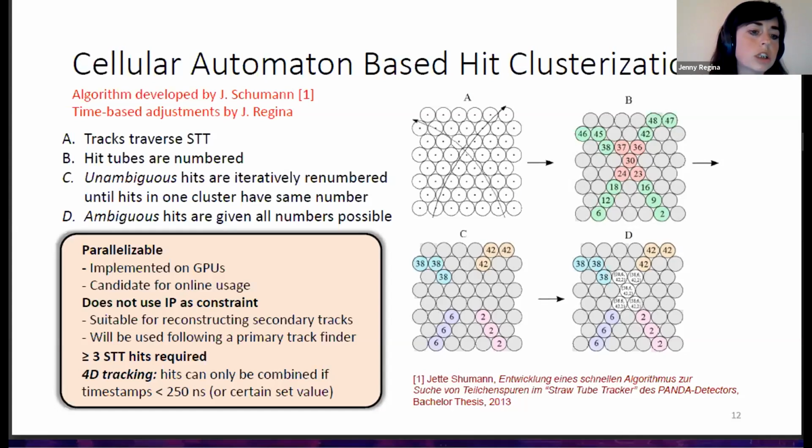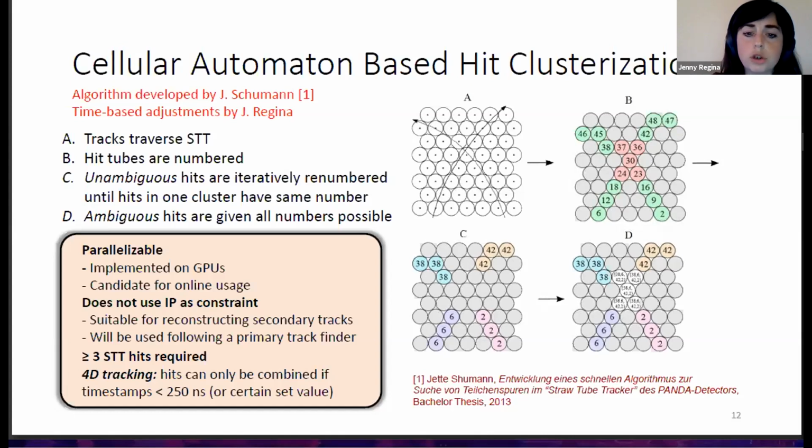And the algorithm works in the following way. In figure A, you can see the tracks from two particles which have traversed the StrawTube tracker. In figure B, these tubes are numbered, and the red tubes illustrate ambiguous hits. These are hit tubes which have more than 2 fired spatial neighbors, and the green ones are tubes which have at most 2 neighbors, and these are referred to as unambiguous.